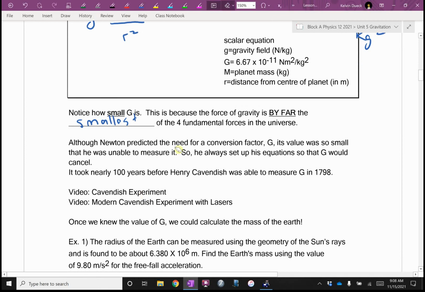Although Newton predicted the need for the conversion factor, big G, its value was so small that he could not measure it. So he always set up his equations so that big G would cancel. Newton published around 1680. It took a little over 100 years for Henry Cavendish to come up with a very, very clever experiment to measure that small value. It's cool enough, not on your test, but I've got to show you what he did. Put your pencils down, please.